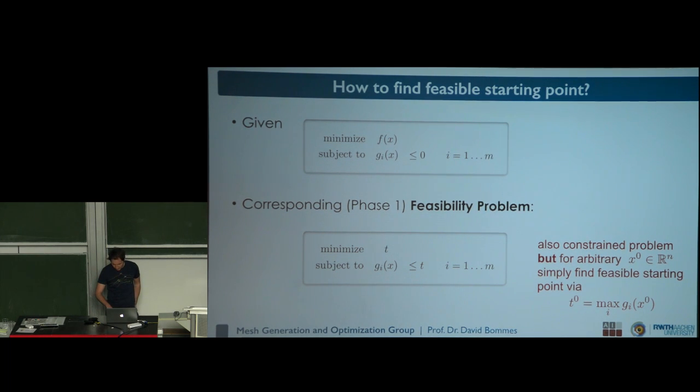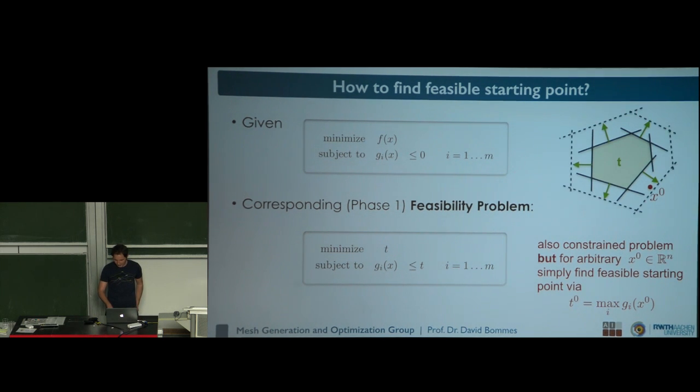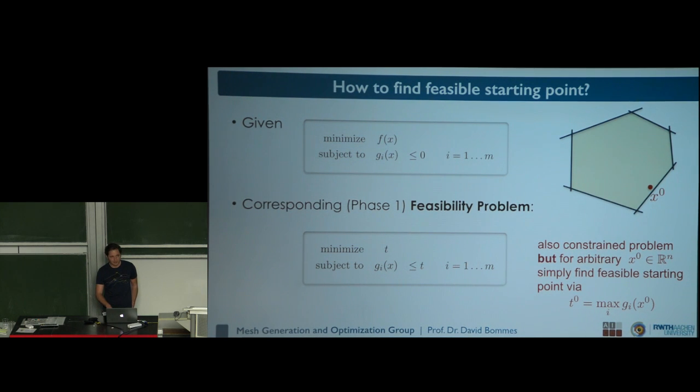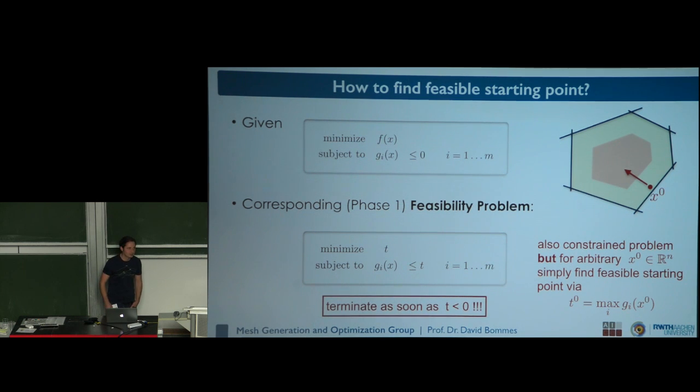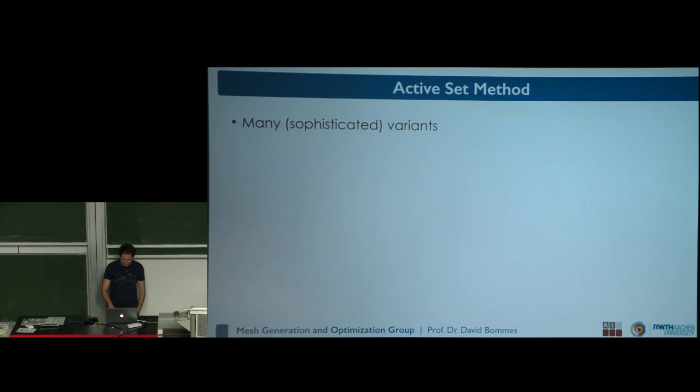What this geometrically means is that, let's say we have an initial point that is outside the feasible region, then I add this t parameter, which enlarges the feasible region to get an x0 which is inside. And then while solving this problem, we actually shrink the feasible region again back to its original size or even smaller, and we can stop as soon as we found a t that is less than 0.